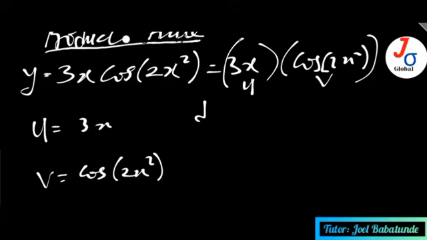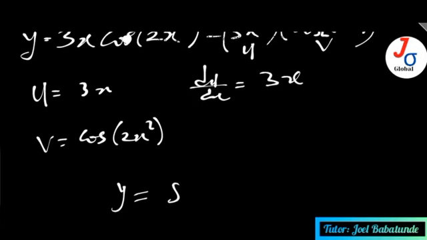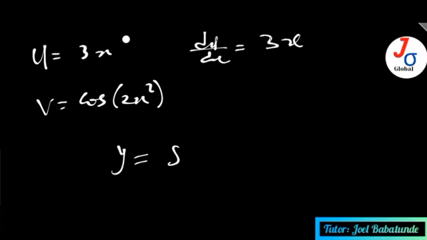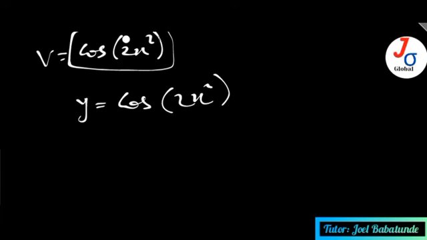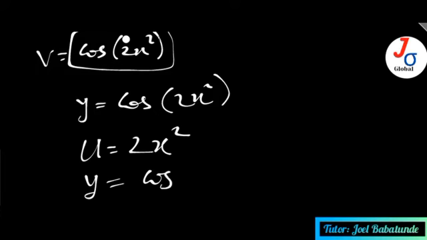So what's my du dx? My du dx is actually 3. What's my dv dx? So let me take this as a new function so that I can differentiate this. Let's say y equals cos 2x squared. So this is like a chain rule. Let's say let u equal this. So u becomes 2x squared, and so my y becomes cos u.